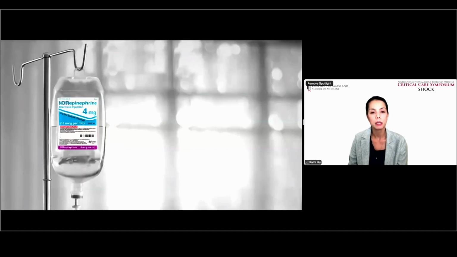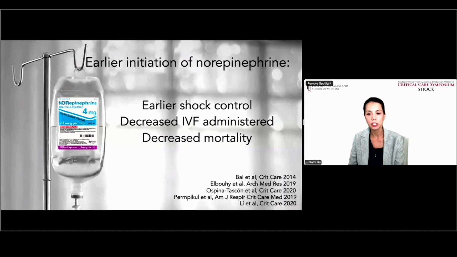One of the ways that you're going to be able to give these smaller aliquots of fluid and reassess is to augment their MAP early with early initiation of vasopressors. Multiple studies have demonstrated that you get earlier shock control, that is, no need for pressors whatsoever, with hanging norepi earlier. And retrospective studies demonstrating decreases in 30-day mortality when you hang norepi early on. Caveats here are that not all of the studies really quantify early. Some of them are at patient presentation. Some of them are anywhere from 1 to 6 hours.